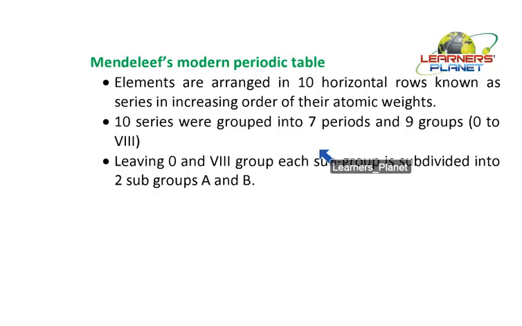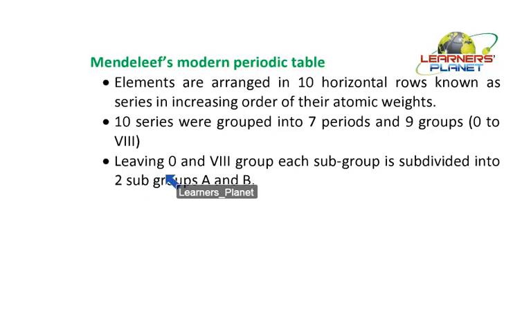So students, this is very important. You have to remember the number of periods and groups in Mendeleev's periodic table or the modern periodic table. If the question is asked how many periods and groups are present in Mendeleev's periodic table, what you have to write is 7 and 9, not that of the original one.